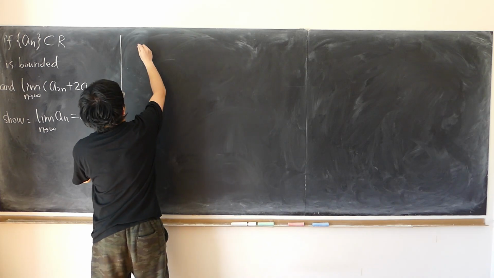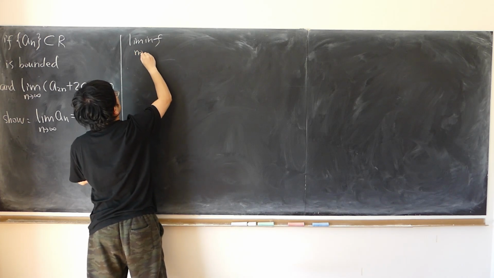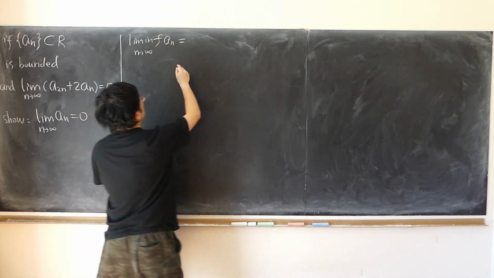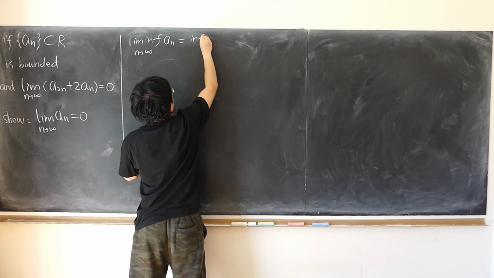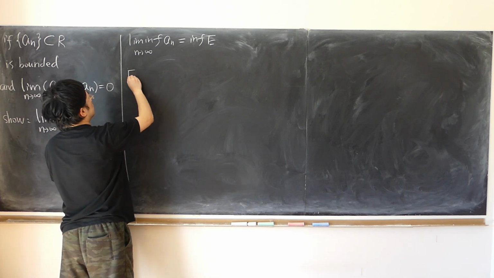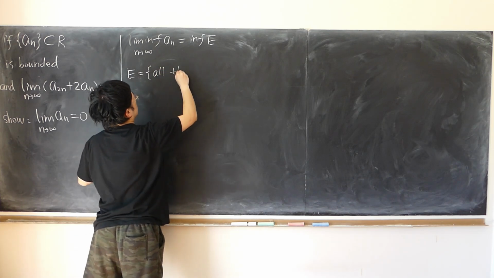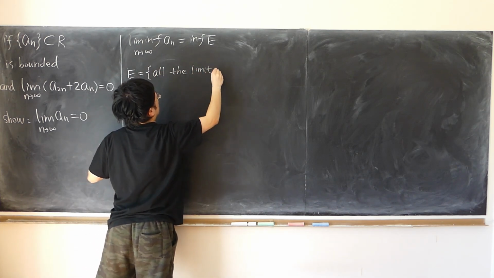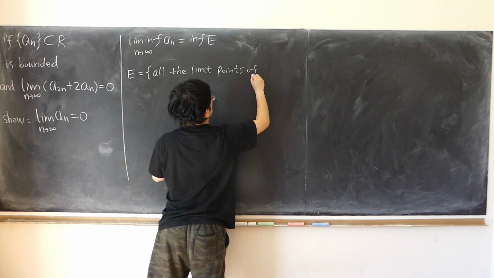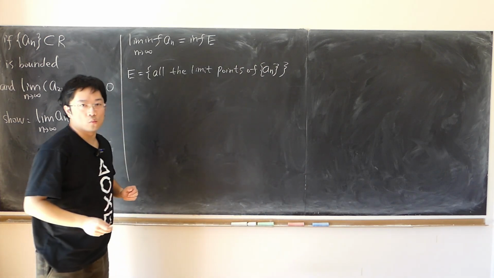So first of all, we'll recall the meaning of lim_inf. One of the definitions is that this is defined to be the infimum of the set E, where E is equal to the set of all the limit points of an. Okay? So what does that mean?